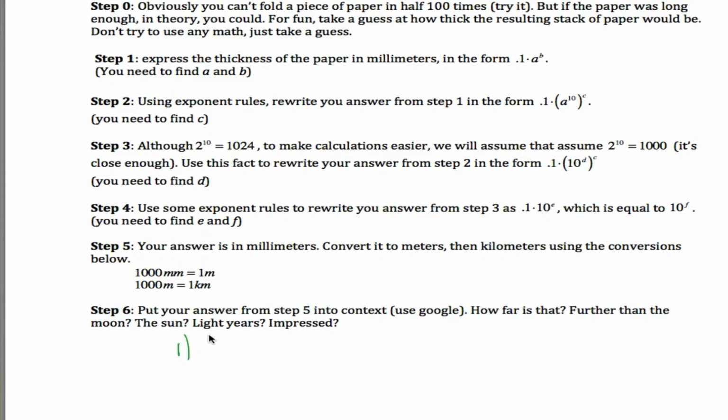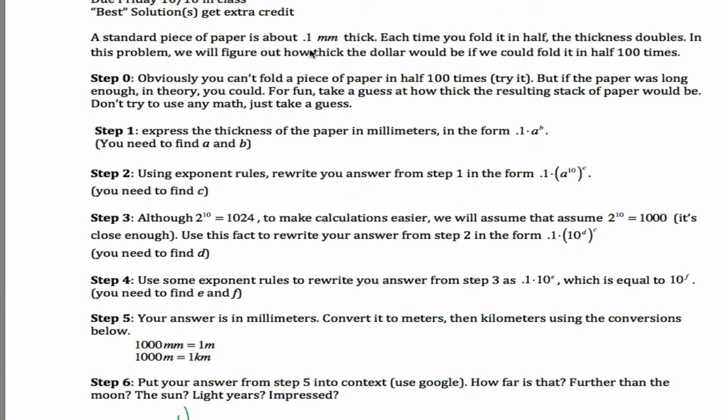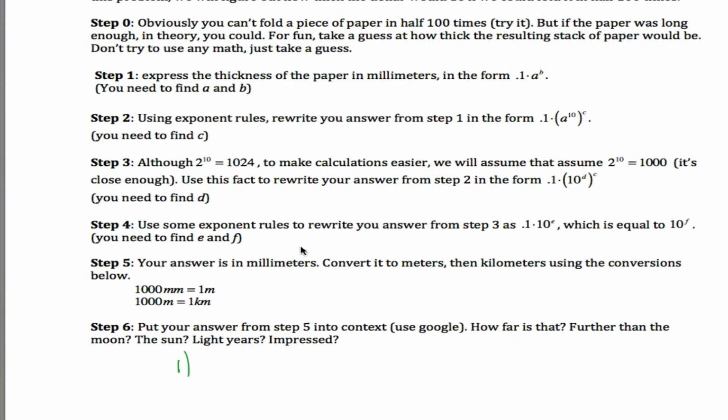In step 1, it says express the thickness of the paper in millimeters in the form 0.1 times a to the b power. So our paper starts out as 0.1 millimeters thick, but each time we fold the paper in half, it doubles. You fold it in half once, it's 0.1 times 2, 0.2. Then you fold it in half again and it doubles again, so now it's 0.1 times 2 times 2, or 0.4. You do it again and again, and you keep multiplying by 2.